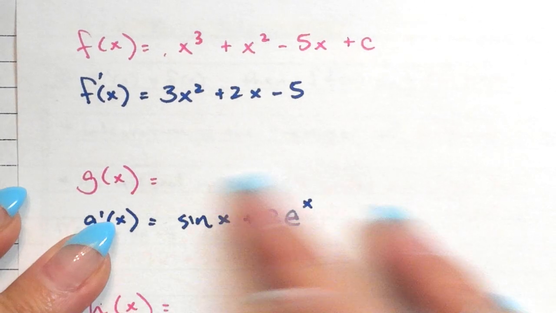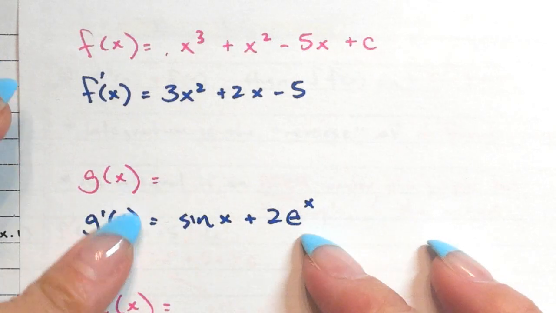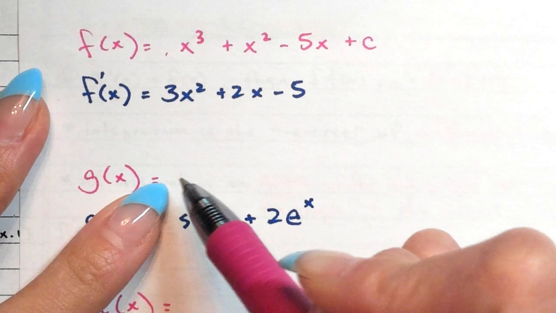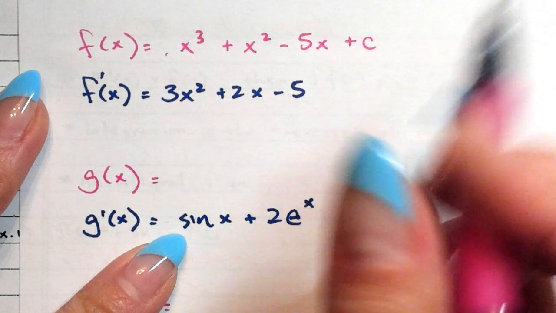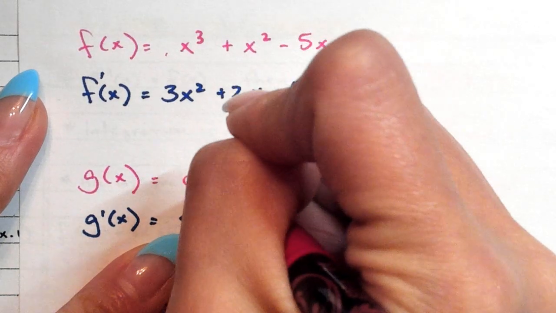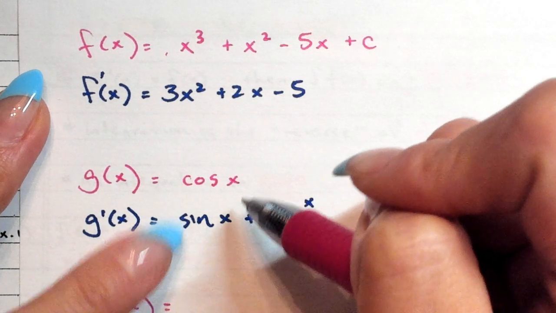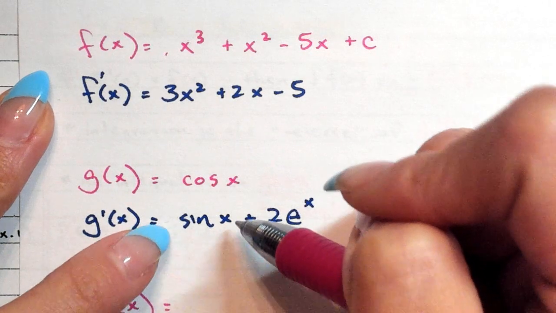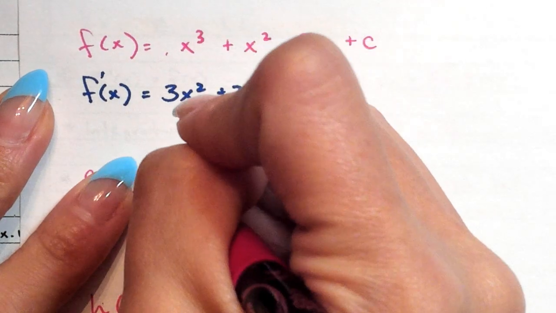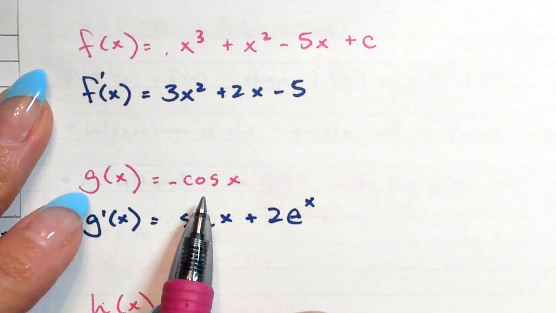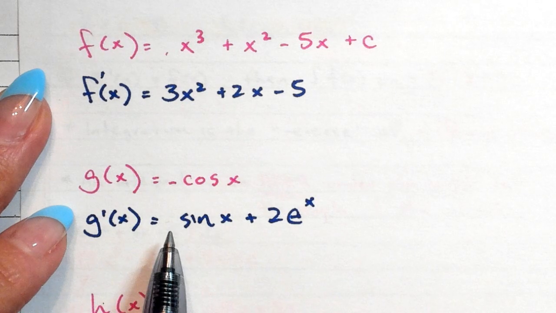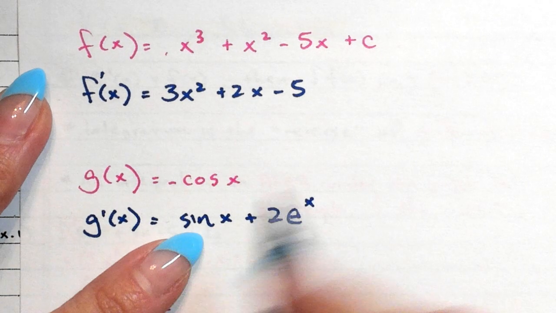Here's another one that's slightly trickier. What would give you a derivative of sine? Well, I think it's cosine, so I'm going to write that. So cosine x. Is the derivative of cosine sine? No, the derivative of cosine is negative sine. So how about this? The derivative of negative cosine would be positive sine. Okay, that makes sense.